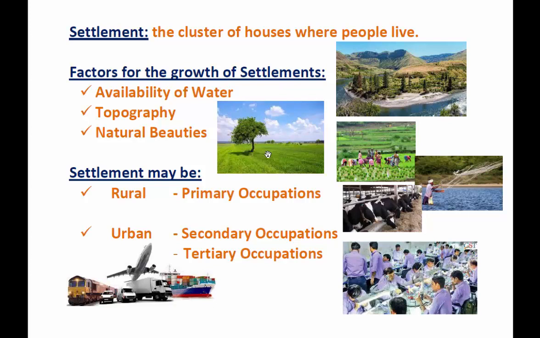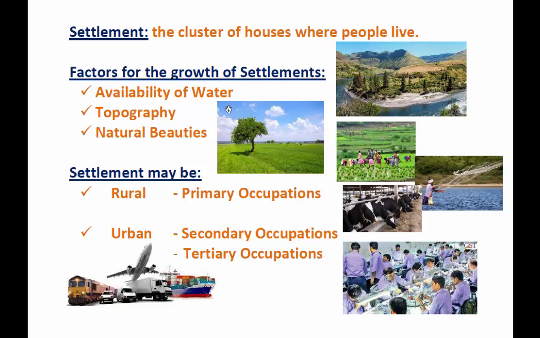The next one is topography. Topography means the shape or the height of the land, so to say. There is a plain, hill, mountainous region. So people do not live on the steep hill slope in a cliff and all. So this topography is also important. Another one is natural beauties. This is also one of the factors for the growth of settlement.